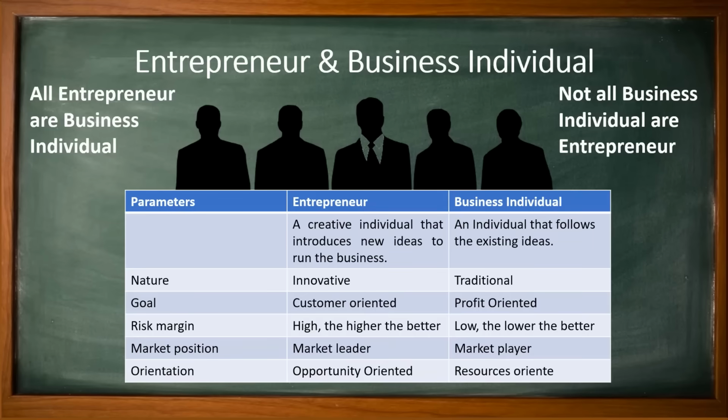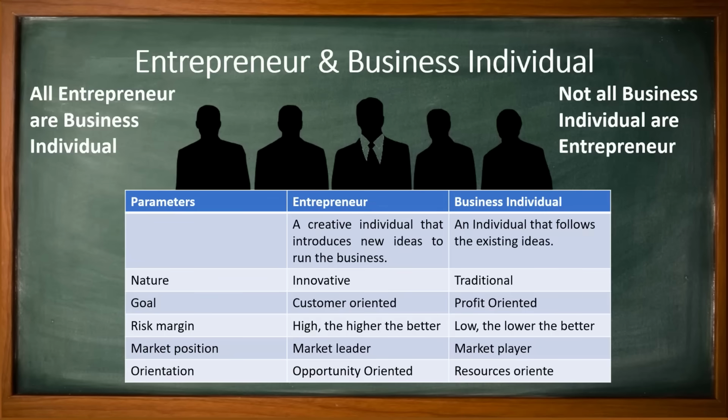An entrepreneur is innovative in person. A businessman is traditional. The goal of an entrepreneur is customer-oriented. The goal of the business individual is profit-oriented. The risk margin of an entrepreneur is high. The higher the risk, the better for an entrepreneur. To a business individual, they go into business at a lower risk.